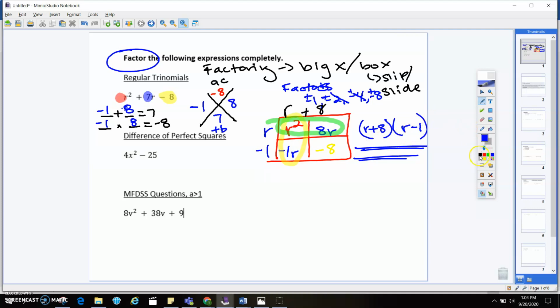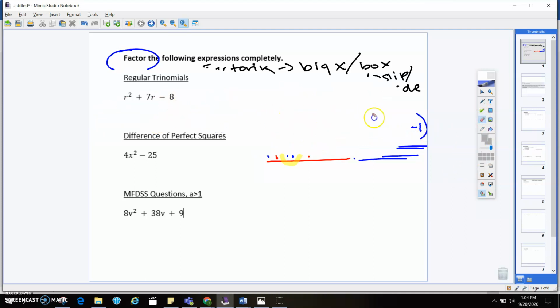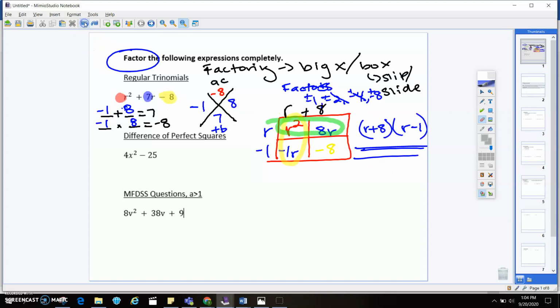Okay? So you need to, at this point, be able to do this. If you're like, I don't like the box, that's okay. Well, let me show you the slip and slide method. It's pretty quick and easy. Actually, I'm gonna bring that back. Sorry. Okay, it's pretty easy.